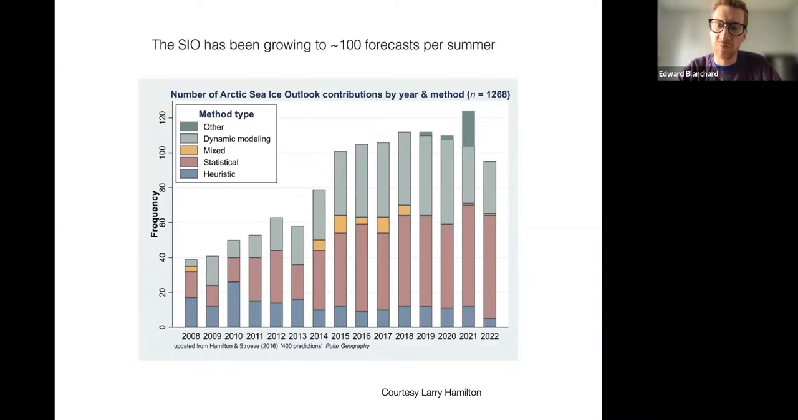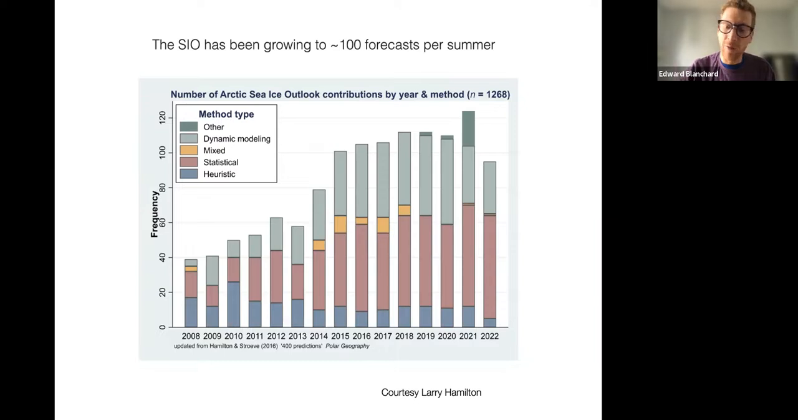And we're perhaps plateauing over the last few years to just over about 100 forecasts per summer, which is about 30 each month, since we've traditionally had three submission periods in early June, early July, and early August. By looking at the colors, you can see that especially over the last half of the period, it's been mostly dynamical modeling submissions or statistical model submissions. So quantitative methodologies form the bulk of the Sea Ice Outlook.